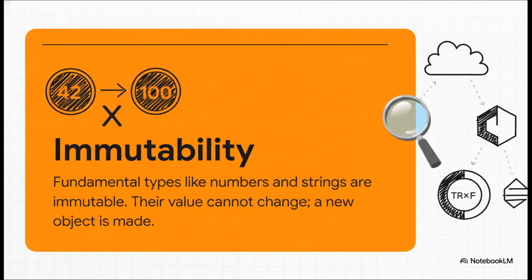This whole process reveals a fundamental concept in Python, immutability. Objects like integers, floats, strings, and booleans are literally unchangeable. You can't just magically turn the number 42 into the number 100. Instead, Python just creates a totally new 100 object and moves your label over to it.